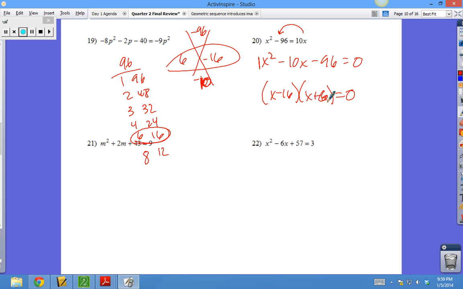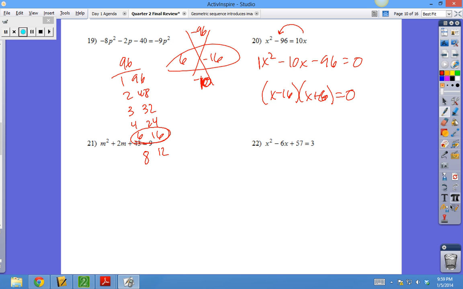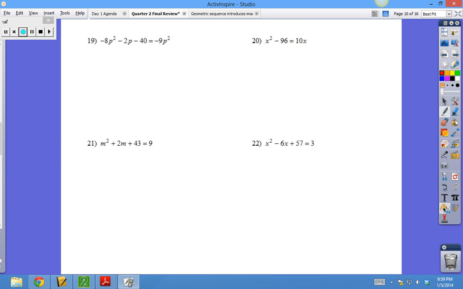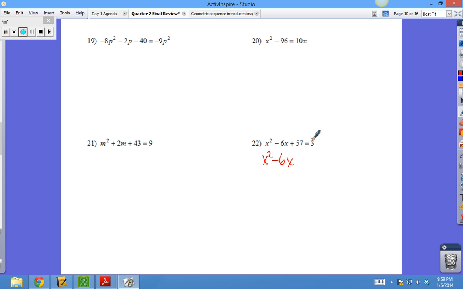Okay, that one worked. I want to find one that does not work. So let's look at 22. Is 22 going to work? I don't think it's going to. So I'm going to have x squared minus 6x. If I bring the 3 over, minus 3 minus 3, that's going to be 54. Okay, let's try 54 and a negative 6. So it's got a times give me 54, add and give me negative 6.